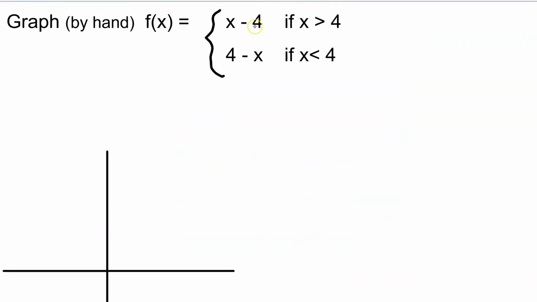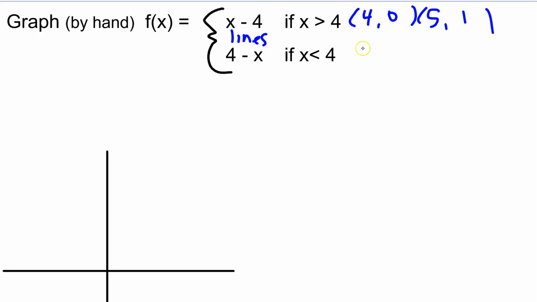So let's take a look at this one. Again, these are both lines on these. And if I'm looking at these ones, this one starts at 4 and it goes to the right. So I'm going to go 4, and then I'm going to pick another number, maybe a 5. So if I plug in a 4 in this, that's going to make a 0 for a y. If I plug in a 5 for this, that's going to make the y a 1.